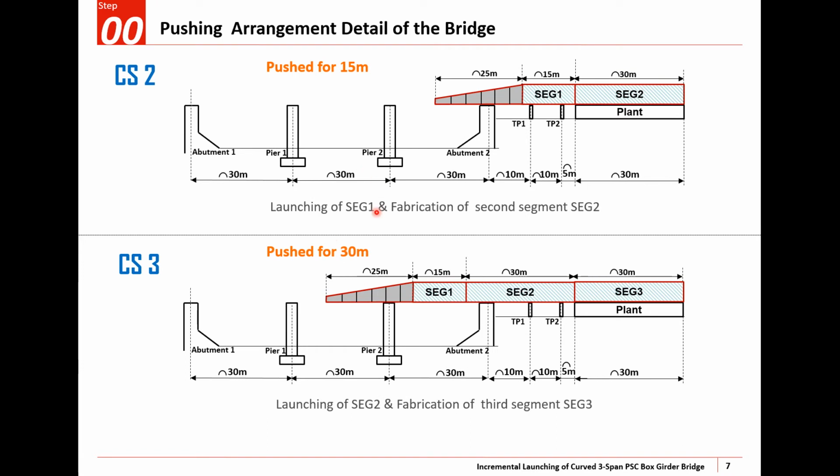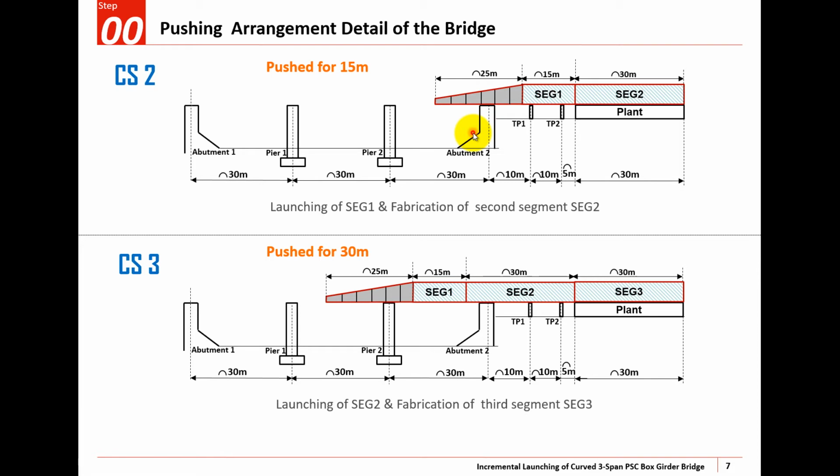So in CS2, the bridge would be pushed for 15 meters in increments of 1 meter. I'll assume 1 meter as my incremental push. So you can see here, for each increment the boundary conditions would change, and hence the structural behavior changes at every push from the casting yard. So it's crucial that we simulate these intermediate stages as well.